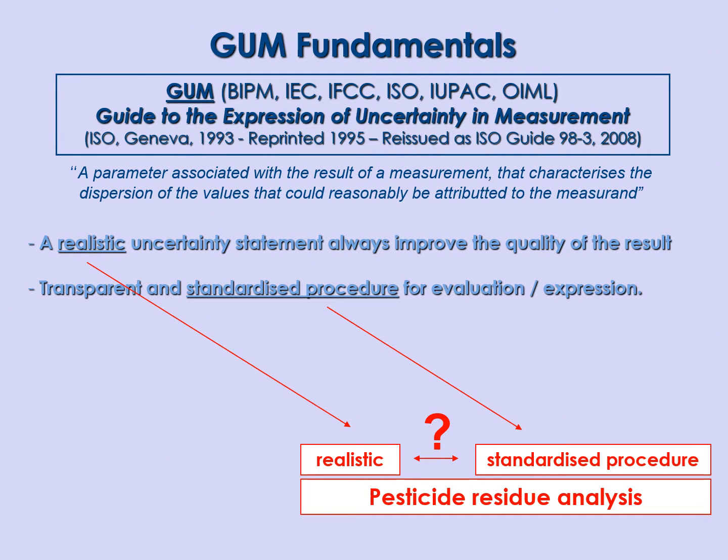Today, it is worldwide accepted that measurement uncertainty is a positive parameter associated with the test result, which must be neither too low nor too high, but realistic and reliable for the intended purpose. However, today it seems to be also worldwide accepted that the application of the GAM standardized modeling procedure is not suitable to obtain realistic uncertainty estimations in the area of chemical analysis and overall in pesticide residue analysis.